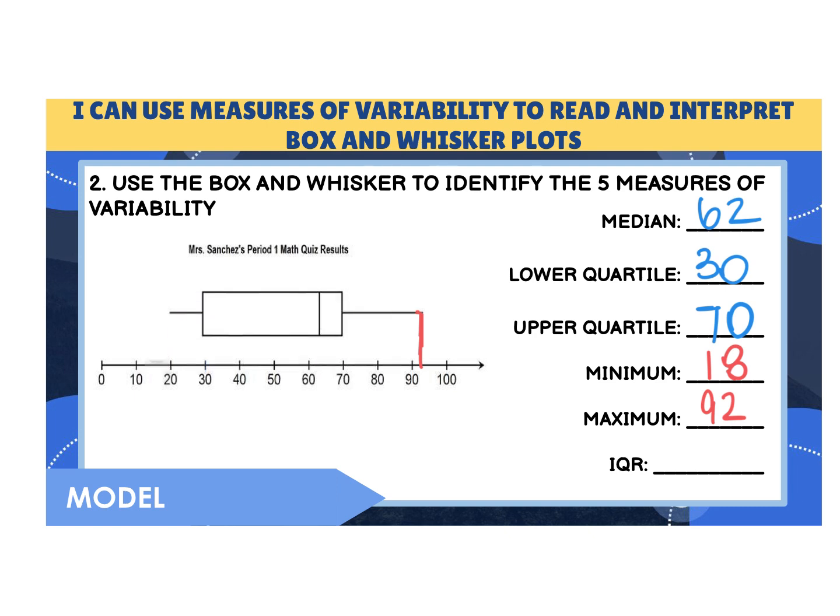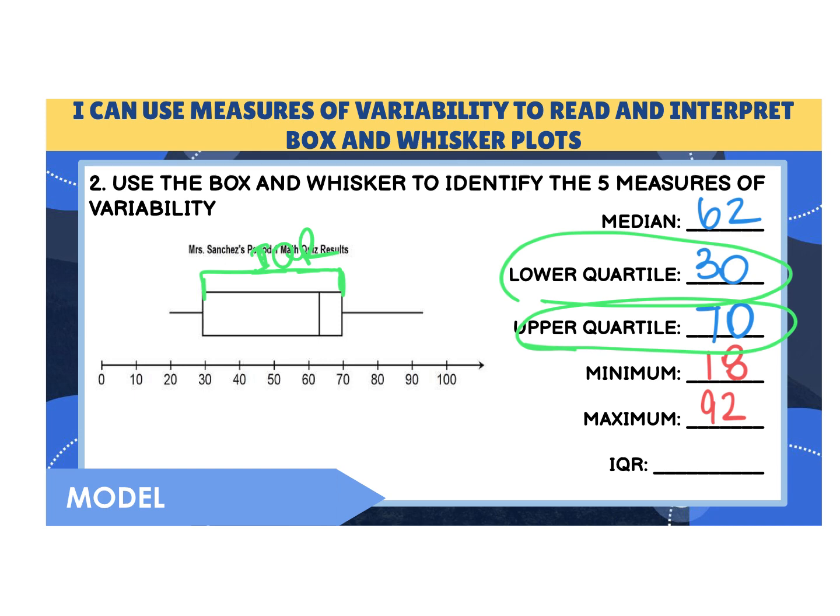And then our interquartile range, we know would be our upper minus our lower. We want to know how big is this box. That's what we mean by the IQR. How big is that box? So 70 minus 30 would give us 40 for the interquartile range.